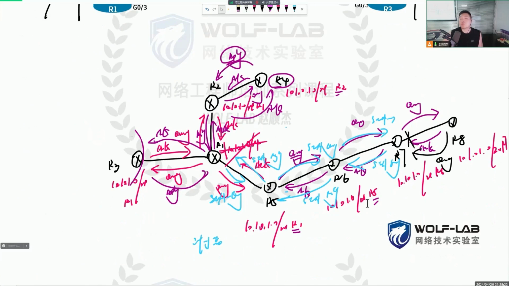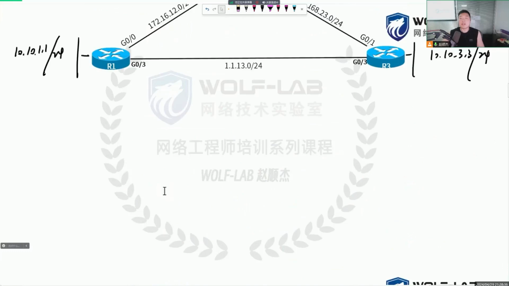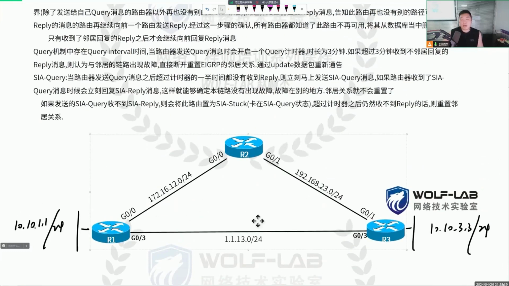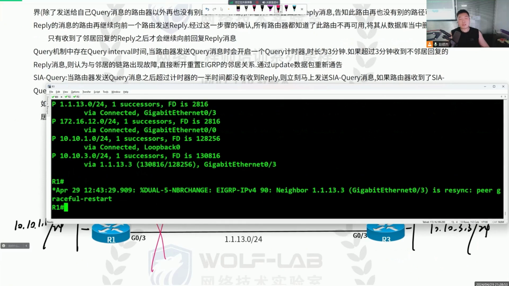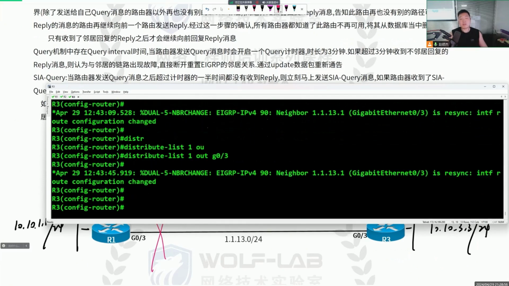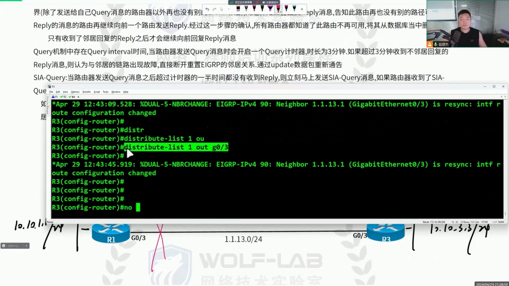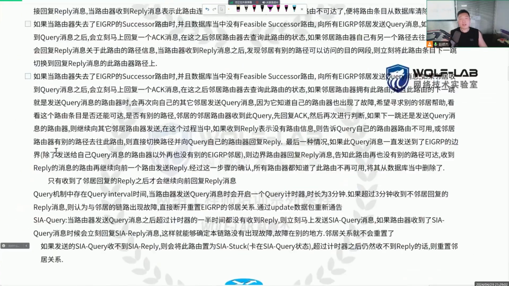Look at this diagram. So R1, R2, R3, 3 routers. Let me see if there are any other situations. R2 should have a filter here. It should be router EIGRP 90. Remove the distribution list 1 out, on G0/1. Does R2 have any more filters? Let's see, there should be no more filters on R2's side, it's gone. So now this diagram, classmates, let it converge for a while. Now R2 has the optimal route pointing to R3.